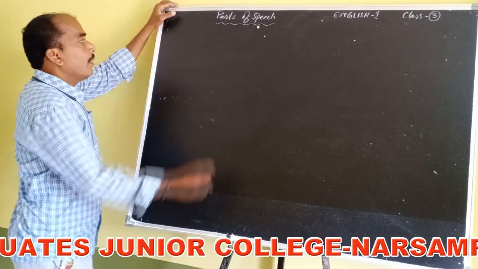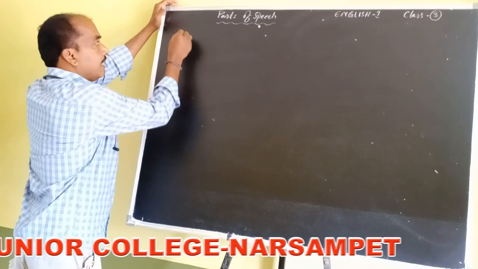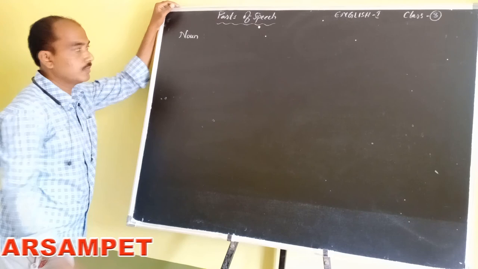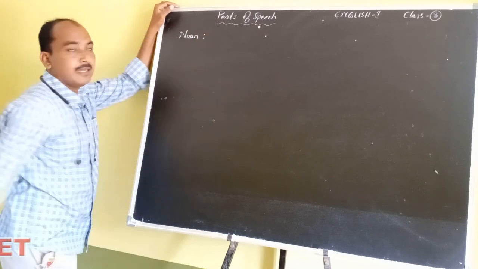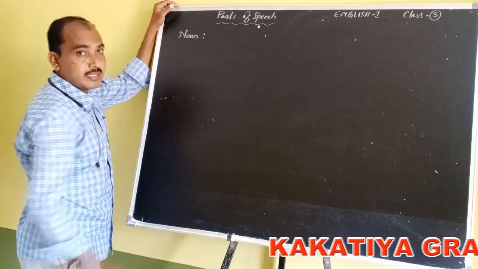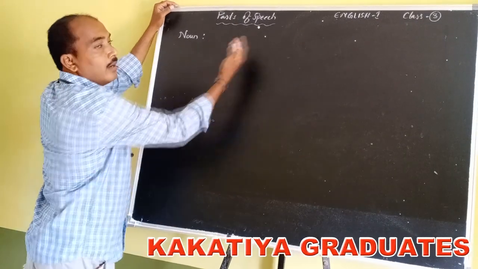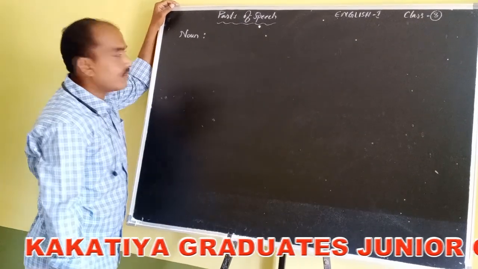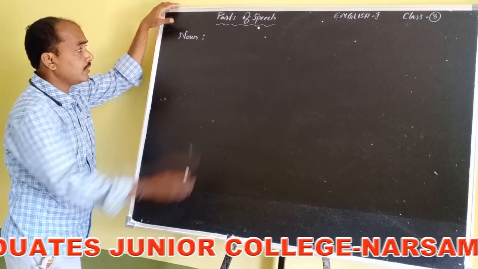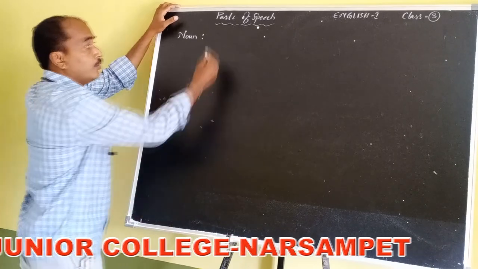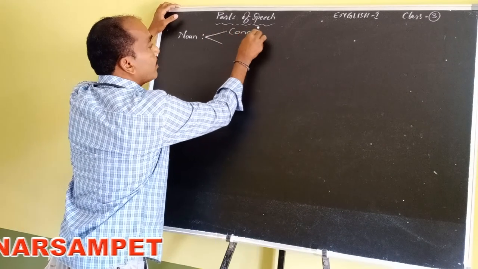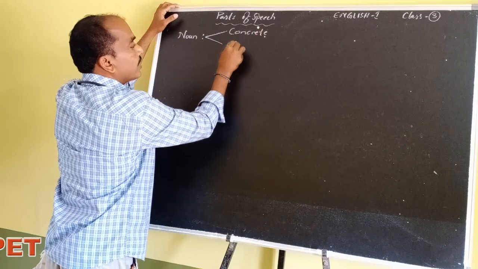And later, particularly, we discussed the noun. What I got yesterday: noun is naming things, means noun is a word which denotes name of a person, place, or thing, or animal, etc. That is called noun. I told you, noun is of two types. What are they? Concrete nouns and abstract nouns.